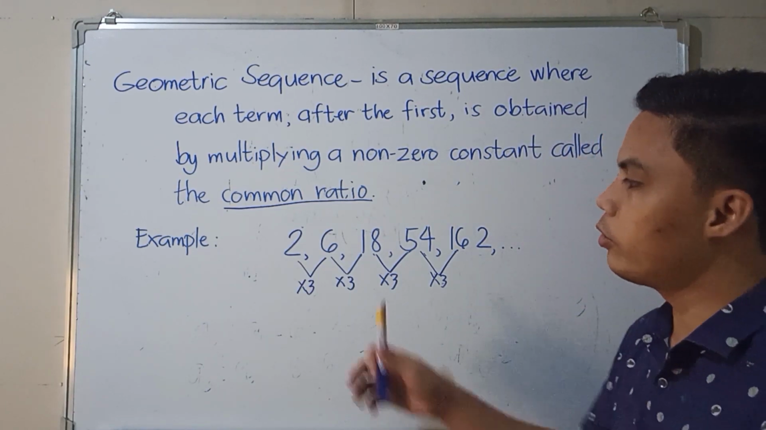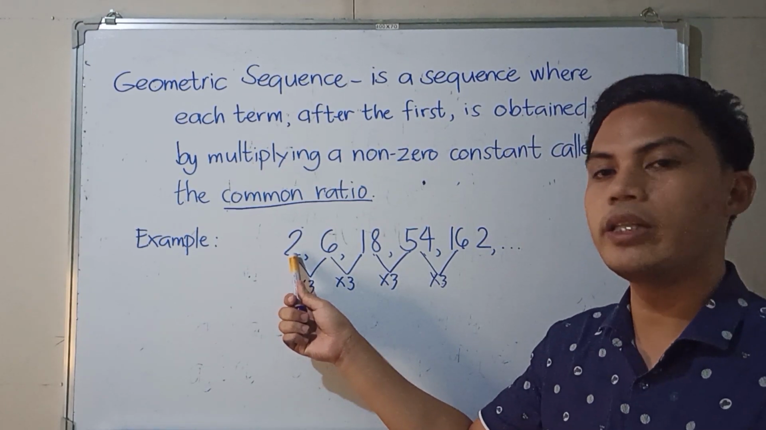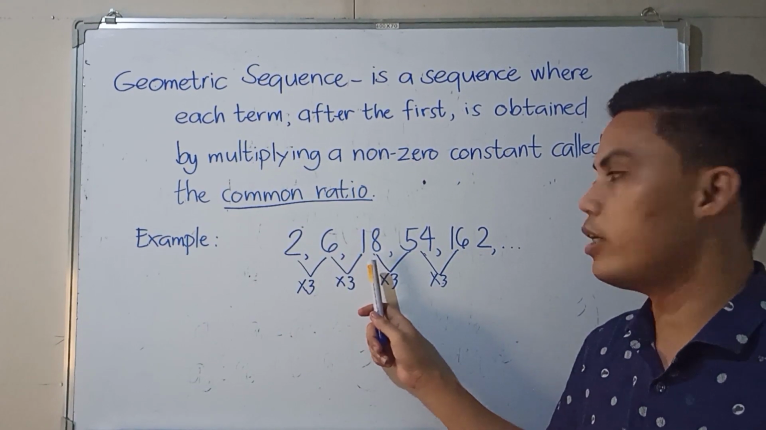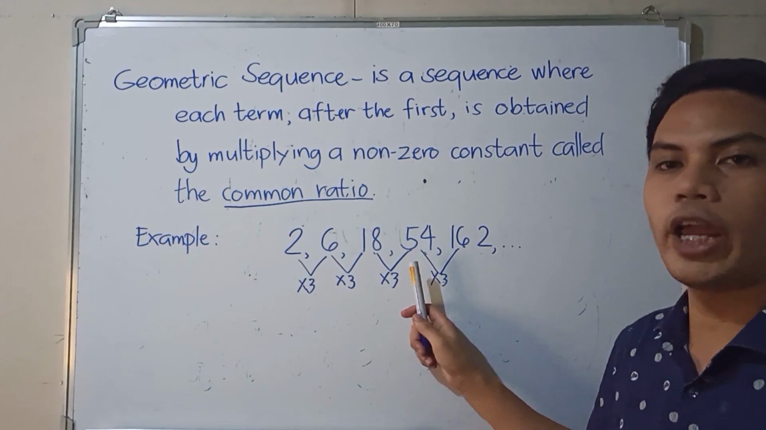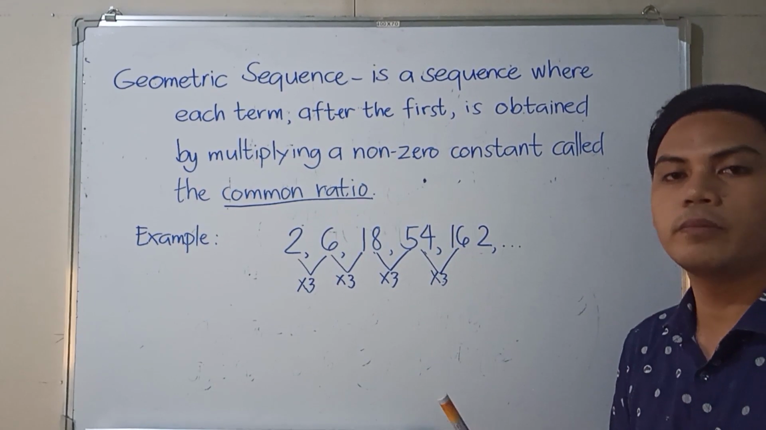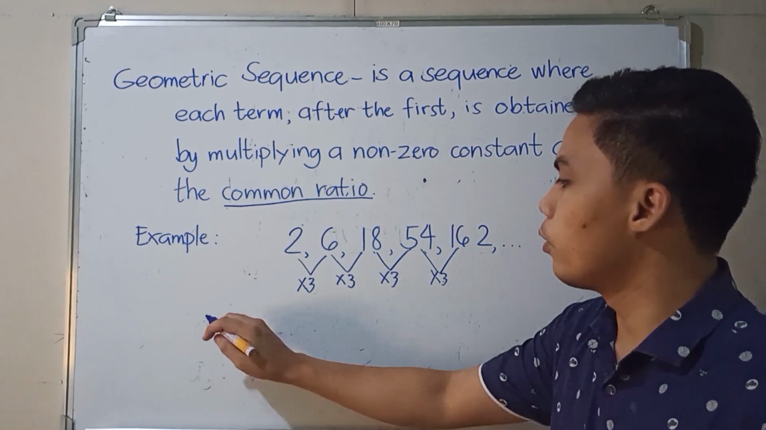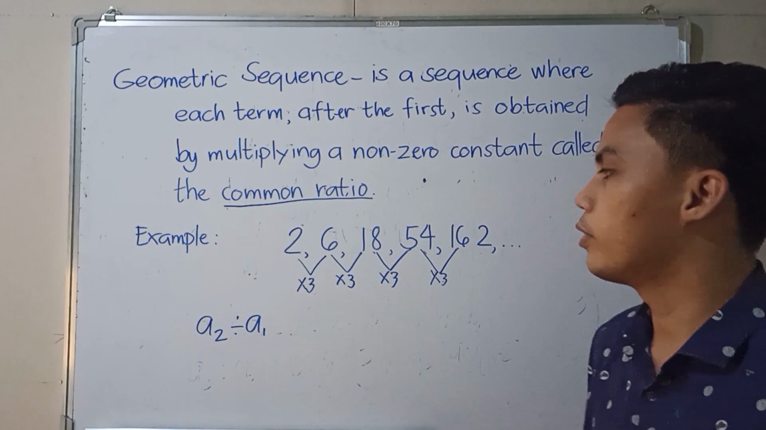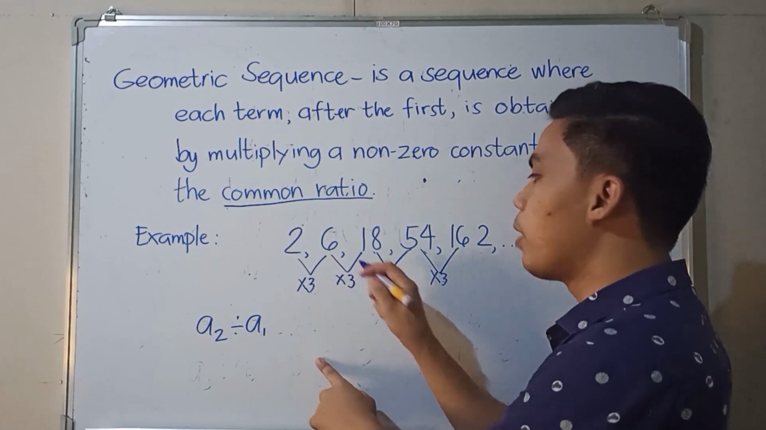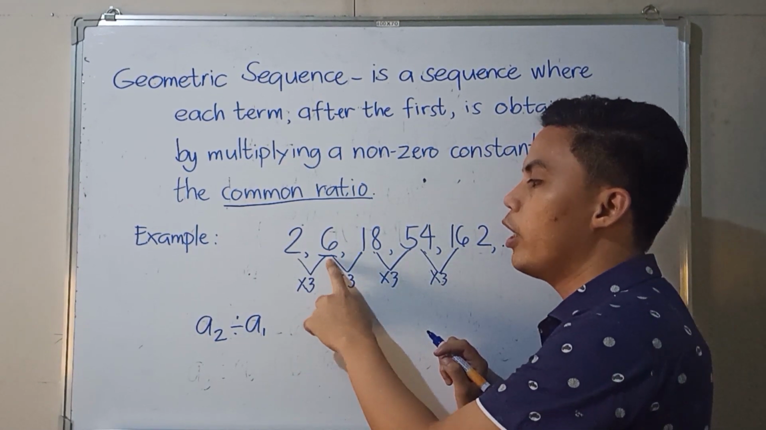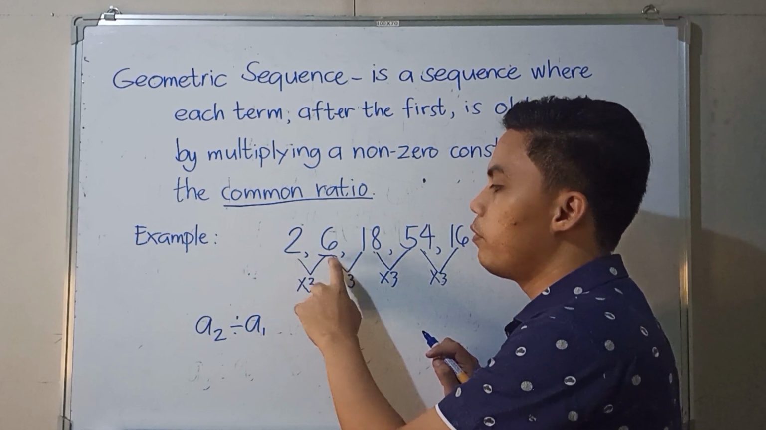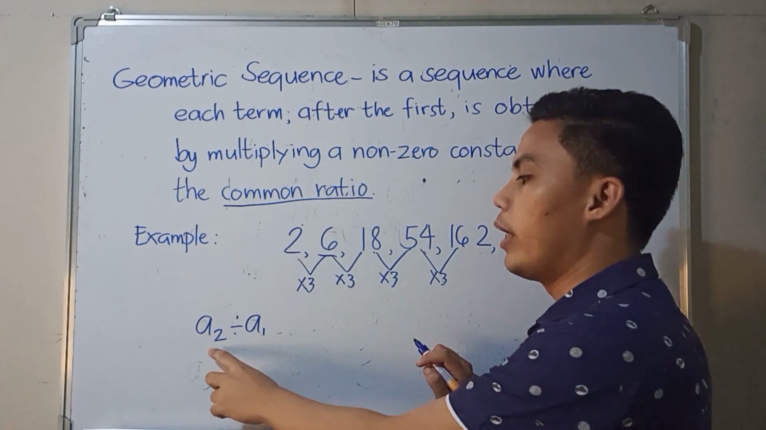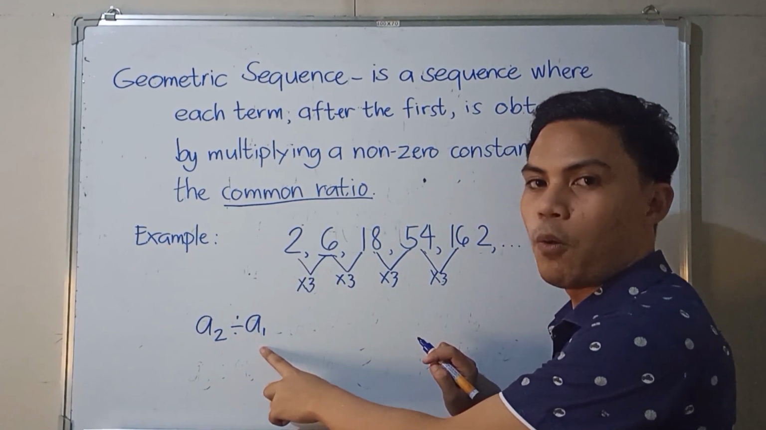Okay, so we all know na ang 2 is yung a sub 1 natin, 6 is a sub 2, 18 is a sub 3, 54 is a sub 4, and 162 is a sub 5. So, we will have here a sub 2 divided by a sub 1. Okay. Any term, kung halimbawa si a sub 2 yung gagamitin ko, i-divide ko siya, it will be divided by its preceding term or yung term na nauna sa kanya. Kaya a sub 2 divided by a sub 1.